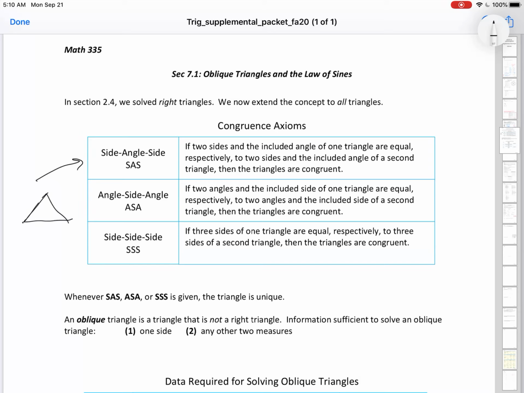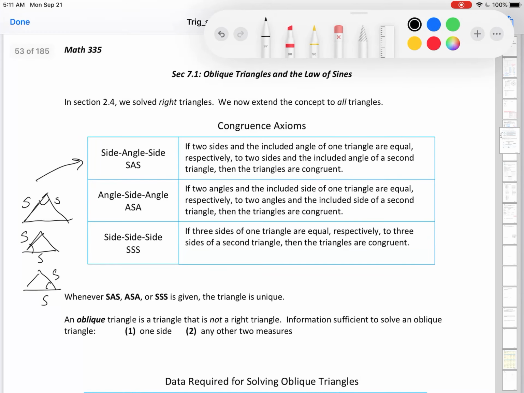Now they're talking about two triangles being congruent to one another. And so side, angle, side. You'd have to know two sides and the included angle. So it could look like that, could look like this, or it could look like this, right? But all of those are side, angle, side.